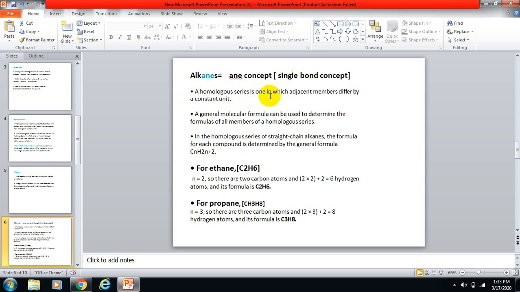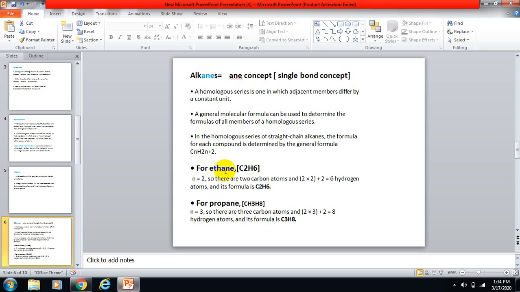A homologous series is one in which adjacent members differ by a constant unit. A general molecular formula can be used to determine the formulas of all members of a homologous series. In the homologous series of straight chain alkanes, the formula for each compound is determined by the general formula CnH2n+2. Here n indicates the number of carbons. H2n is the number of hydrogens, plus 2 for the single bond concept.